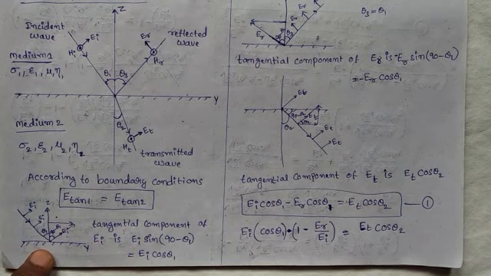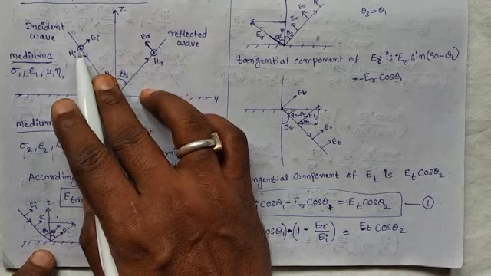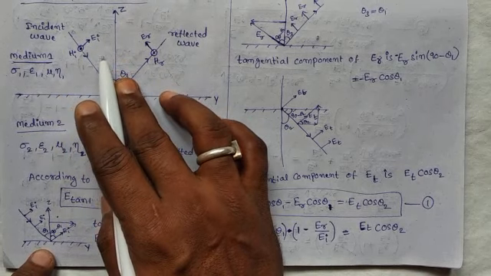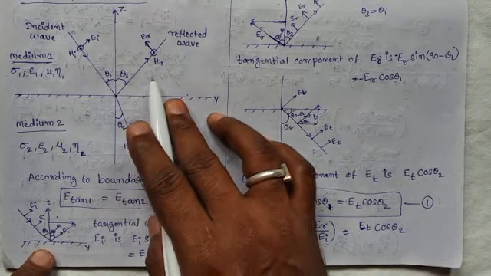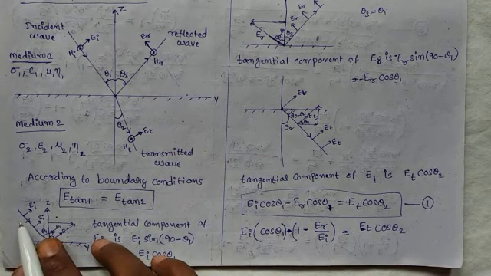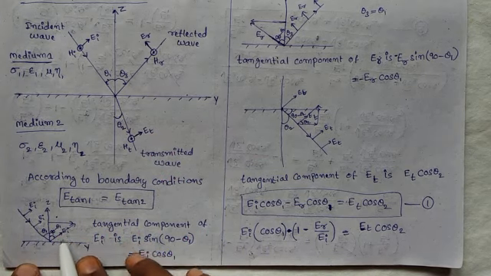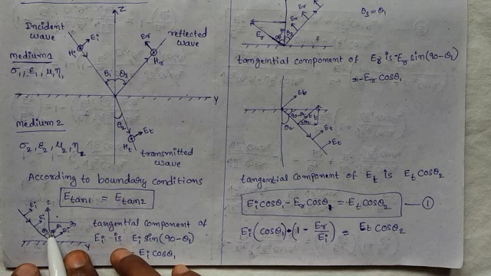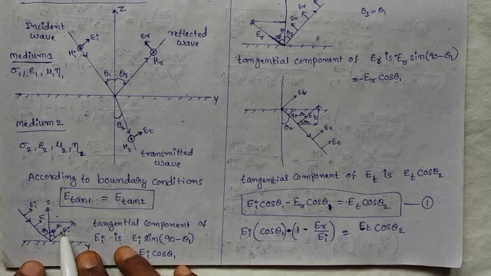Observe the electric field intensity is like this, in this direction, everywhere like this. Here we are indicating the electric field intensity. This angle is theta 1, which means this other angle is 90.